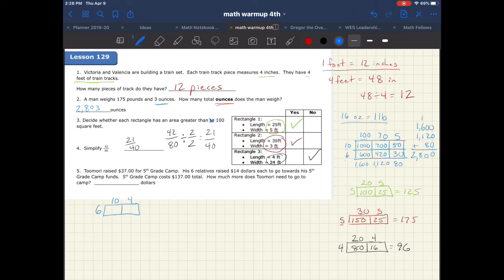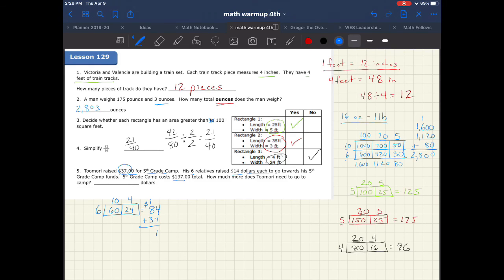Number 5, we have Tumori raising $37 for 5th grade camp. He has 6 relatives, and they raised $14 each to go towards 5th grade camp. The total fifth grade camp is $137, so how much more does he need? So let's figure out how much he's got from his relatives. He's got 6 relatives at $14 each, so I set up the area model down here. 6 times 14, 6 times 10 is 60, 6 times 4 is 24, and that would give us $84 from the relatives. He already has made $37.